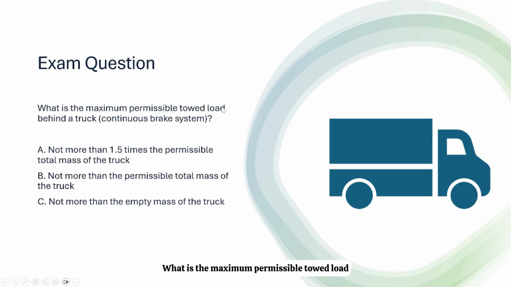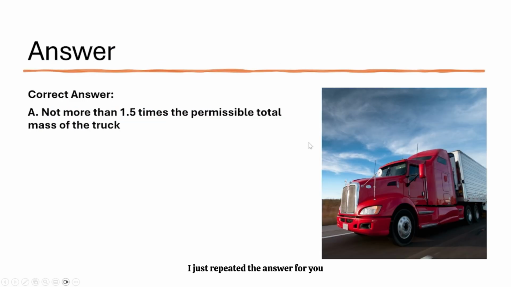What is the maximum permissible towed load behind a truck with continuous braking system? So now we know the answer: not more than 1.5 times the permissible total mass of the truck. I've just repeated the answer for you. So this is not more than 1.5 times the permissible total mass of the truck.